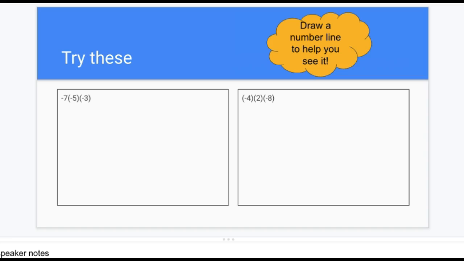All right. I'm assuming that you paused the video. So we're looking at a negative 7 times a negative 5. Right? So negative 7 times a negative 5 is a positive 35. Now you're going to multiply 35 times a negative 3. 35 times negative 3, those signs are different. That gives you a negative 105.